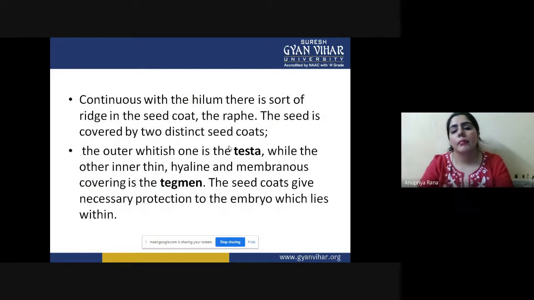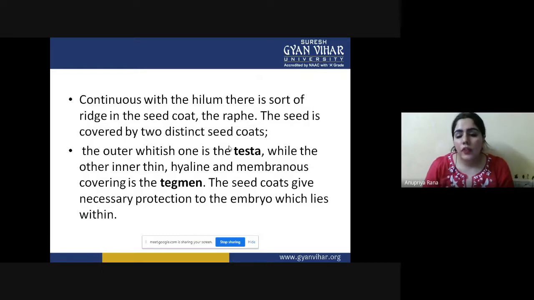Continuing from the hilum, there is a raised ridge in the seed coat, the raphe. Some kind of ridge or depression is present in the seed coat after the hilum, and that is called the raphe. The seed is covered by two distinct seed coats.